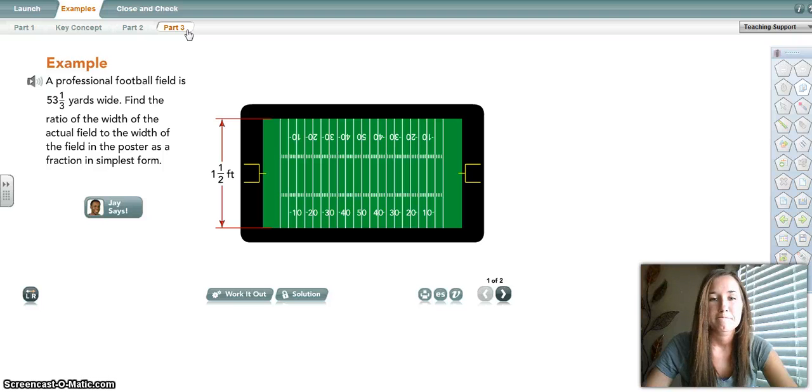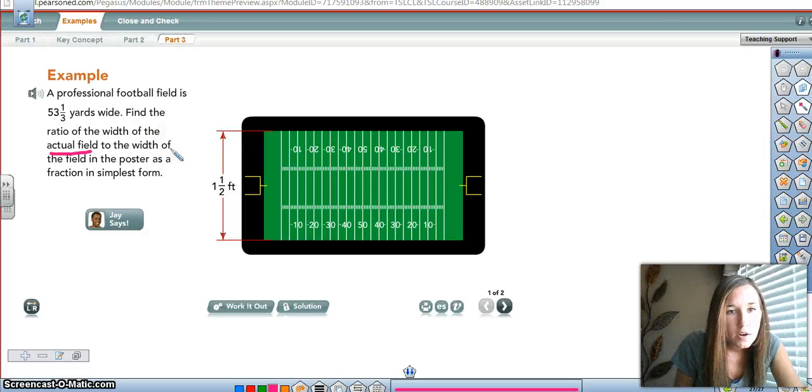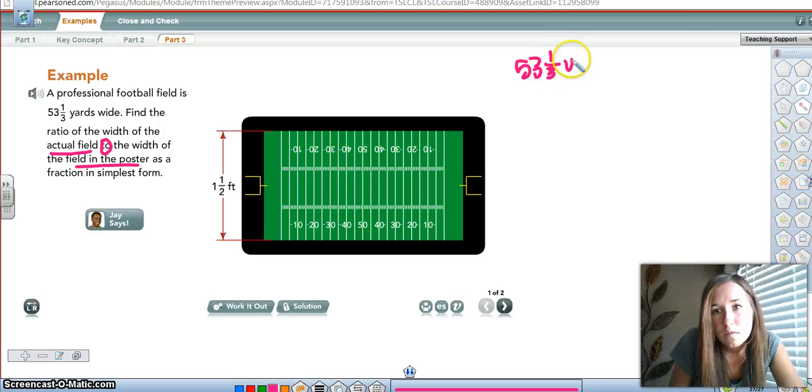We aim to please. A professional football field is 53 1/3 yards wide. Find the ratio of the width of the actual field to the width of the field in the poster as a fraction in simplest form. So the actual field to the field in the poster.